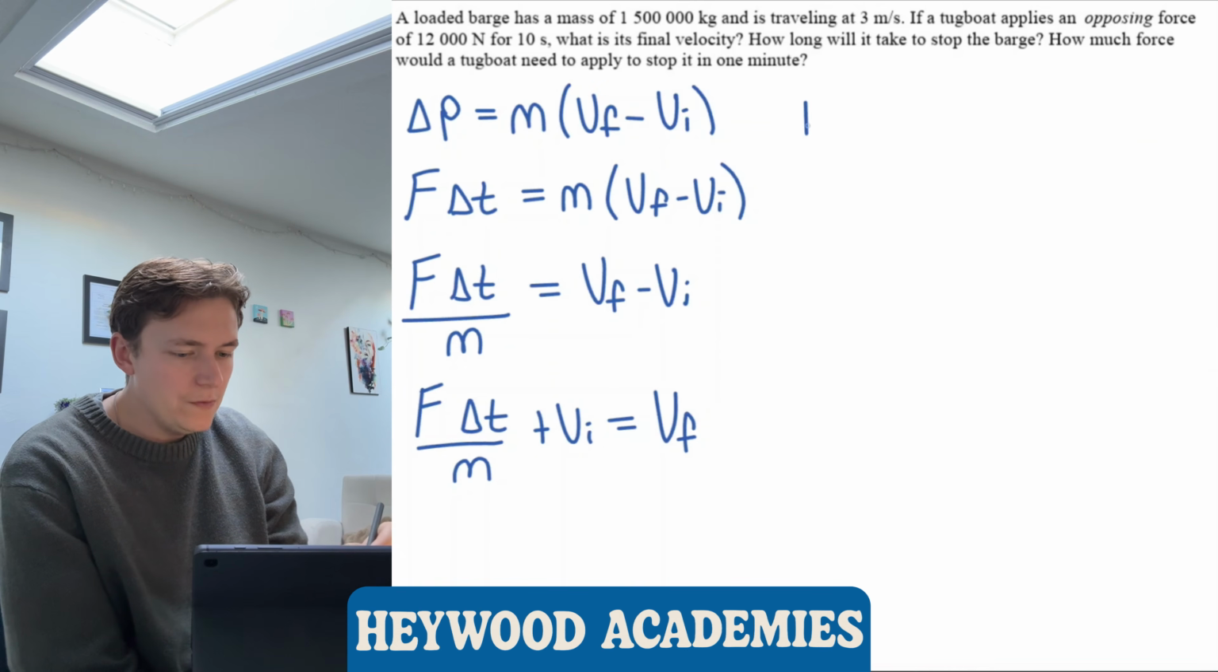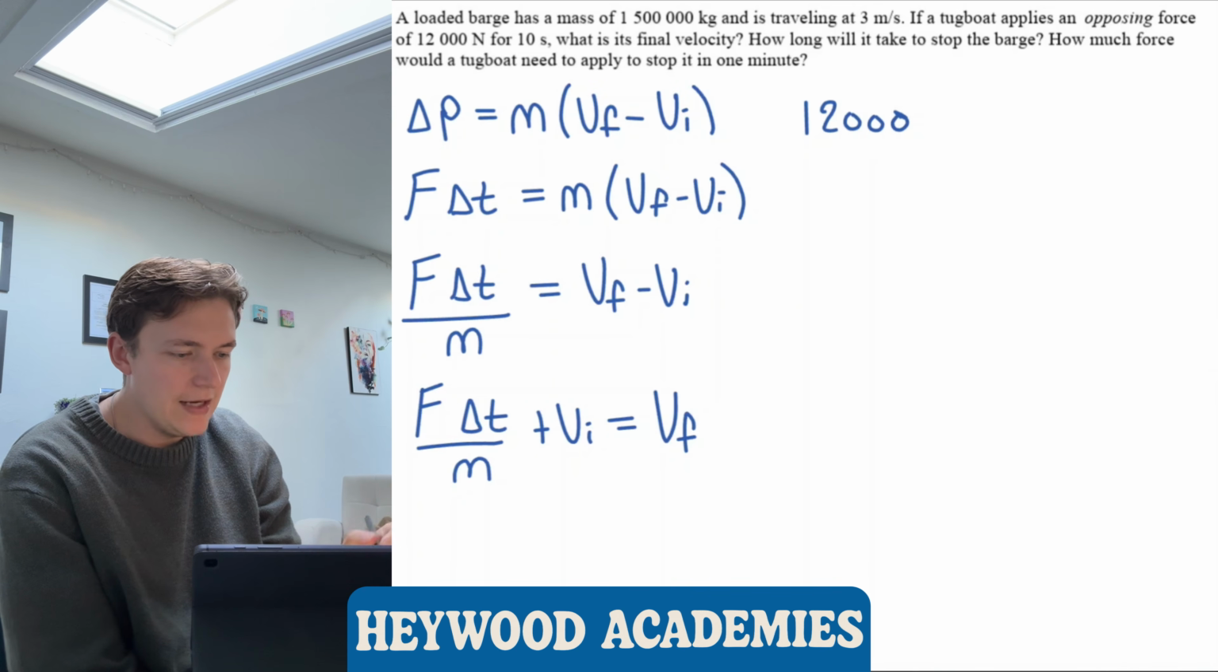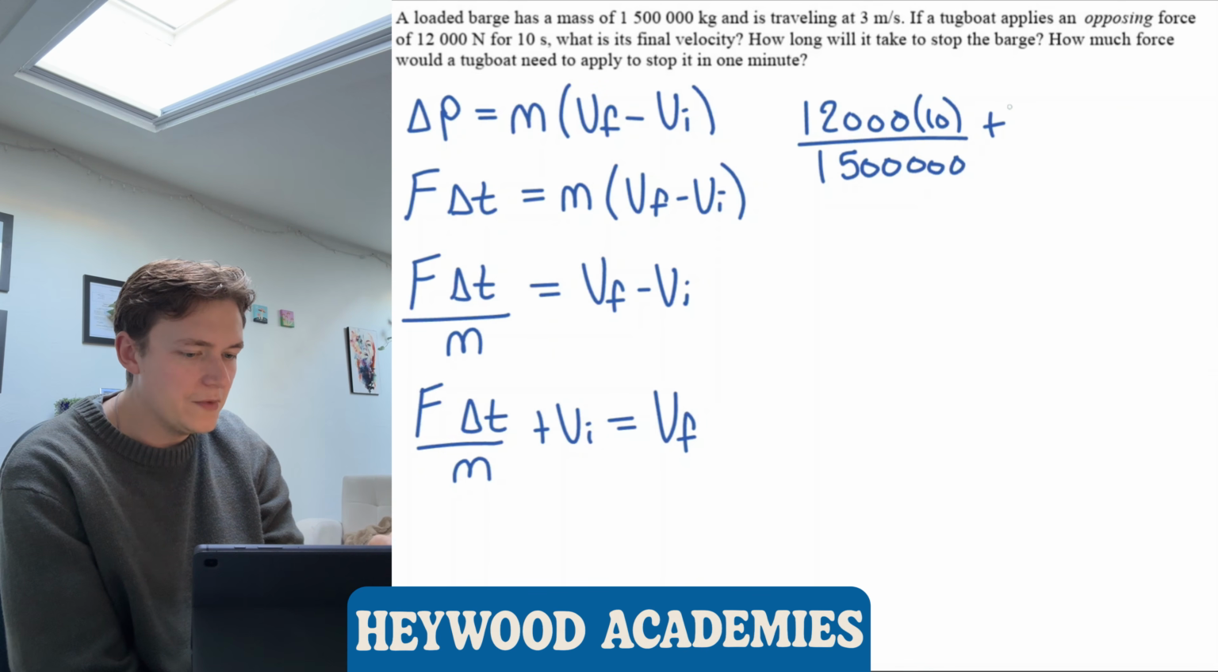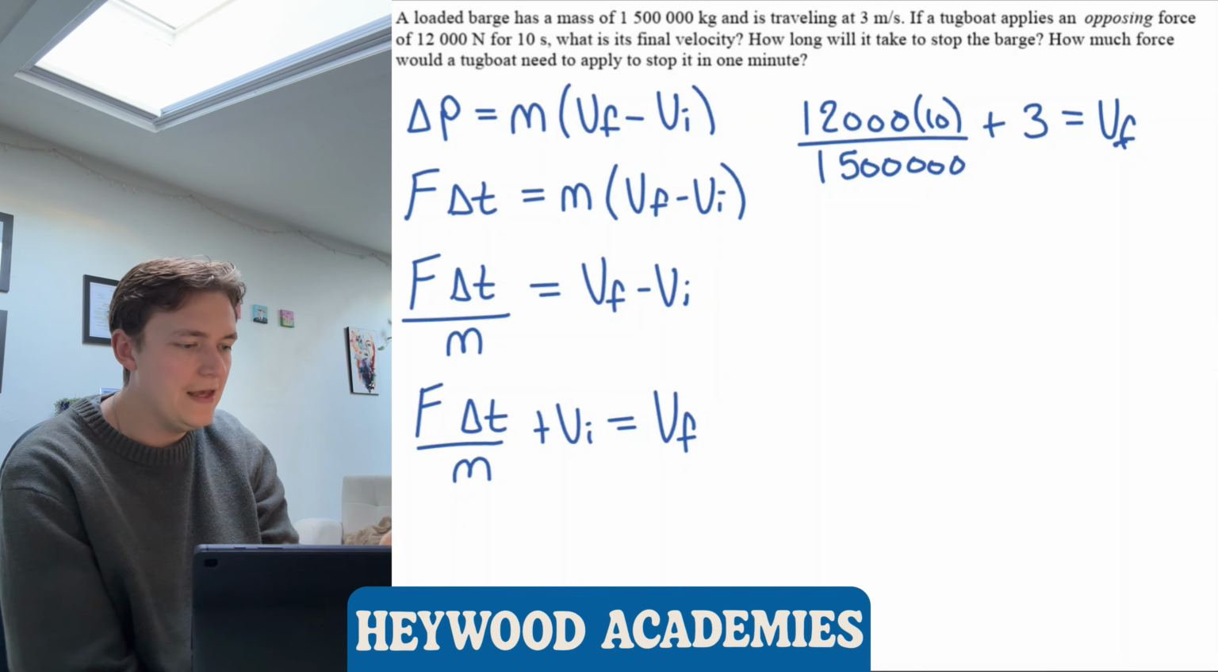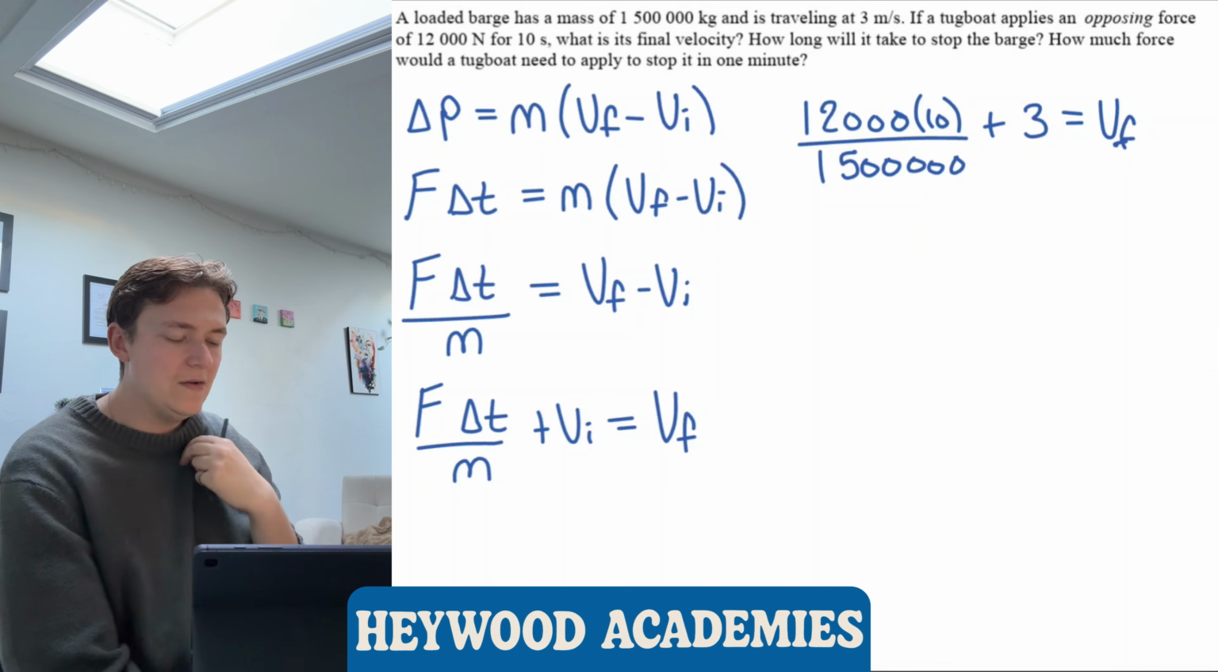So we've got the force, which was 12,000, times the time, which was 10 seconds, divided by the mass of the barge, 1,500,000, plus the initial, which was 3. Now I'm about to see that this is not going to give us the right answer here, because if we think about what's going to happen, we've got a positive thing and we're adding another positive thing to it.